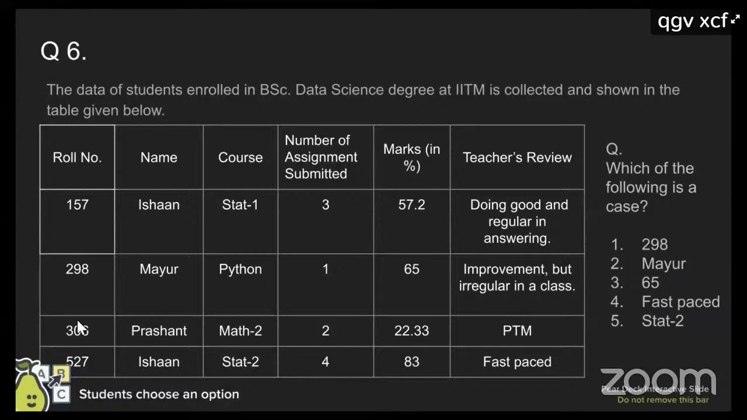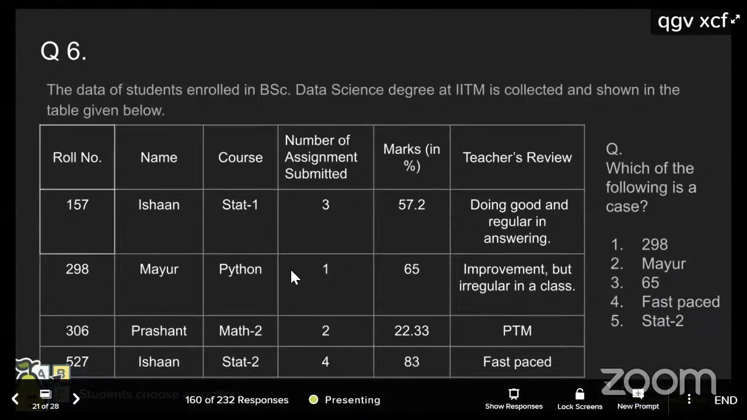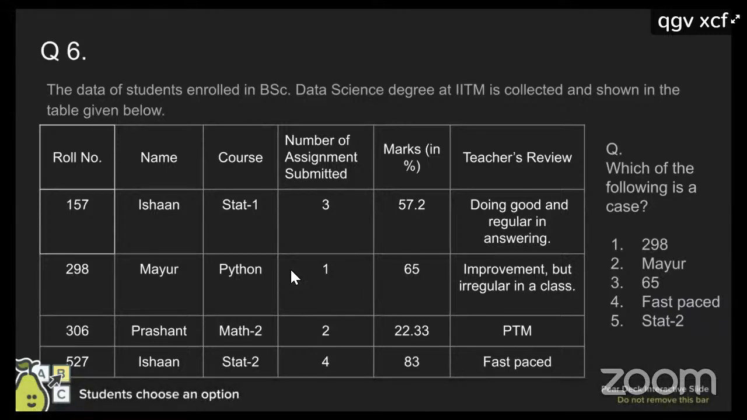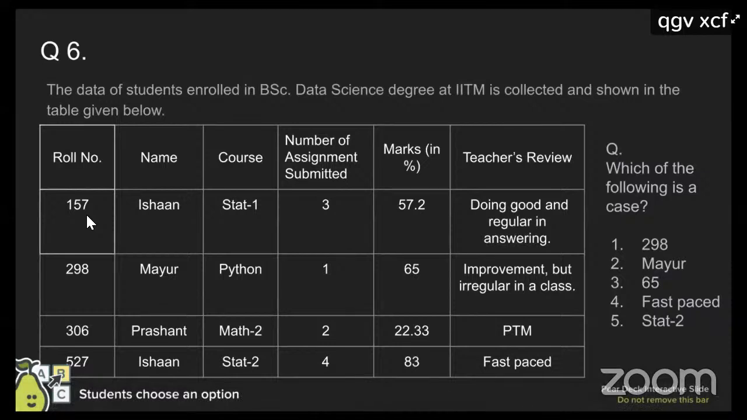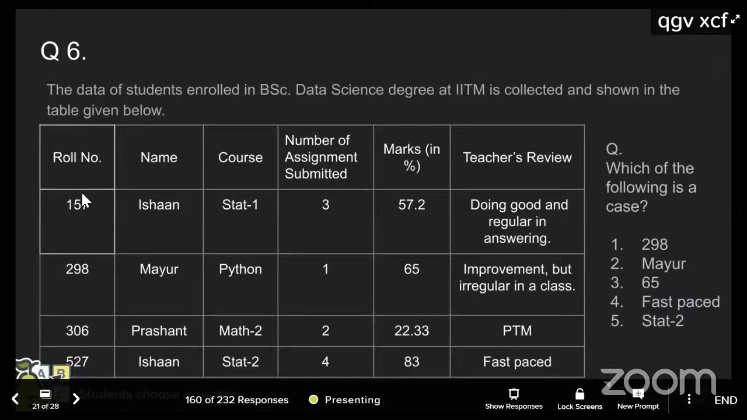If we say 1, 2, 3, 4 is the number of assignments submitted, then this could be a case also. Whatever you consider as the case, first remember that it must be unique. It is a unit from which all the data are collected. For roll number 157, you collected the data: student name is this, course is this, number of assignments is this, marks is this, teacher's review is this. For this unit you collected the data, and this should be unique.